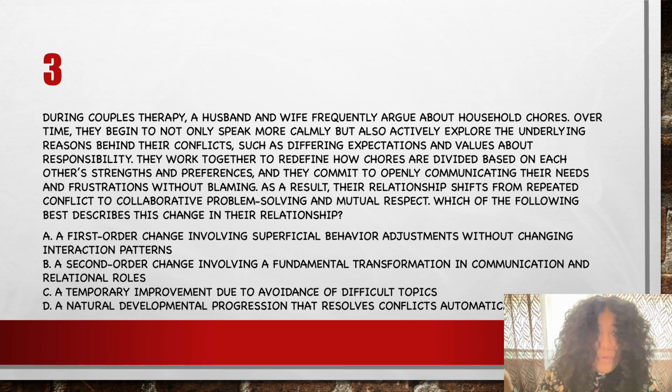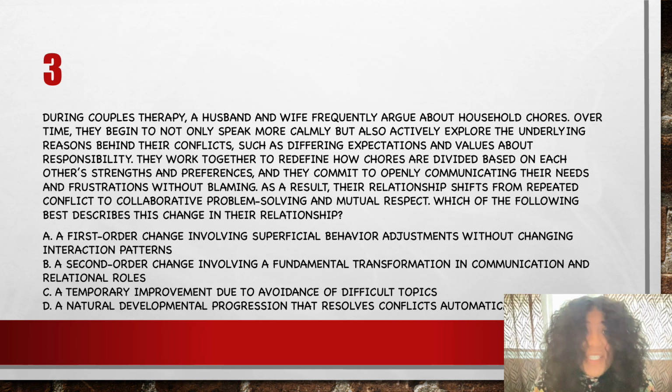C says temporary improvement due to avoidance. Well, they're not avoiding each other anymore, right? They're not engaging in any of the conflict, right? It's not superficial. D says a natural developmental progression that resolves conflict automatically. No, that's not supposed to happen in here. I don't even know why that's an answer response, but the correct answer is B. This is a second order change. If you paid attention and go back to the first order change that we did for this same scenario, you will see the huge difference in how these vignettes change from first order change into second order change.